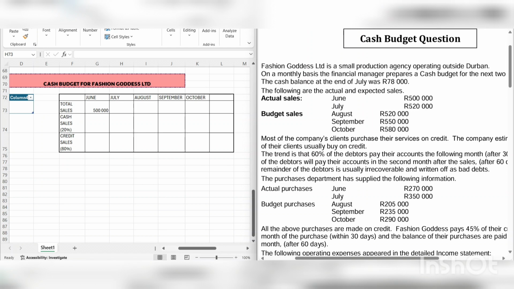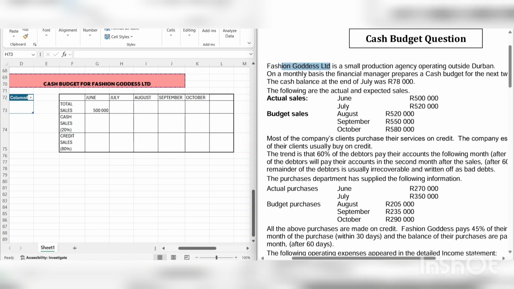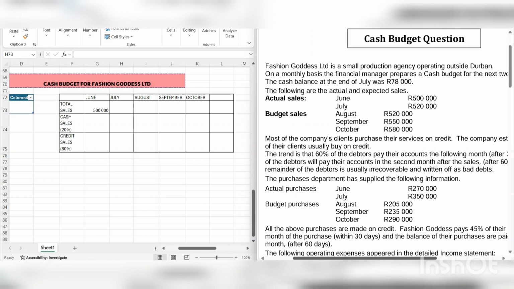Okay guys, we are going to do the cash budget question for the activity that was given to us, that is Fashion Goddess Limited, and there's no solution for this, but we're going to do this activity. All right, the first step to do a cash budget would be to draw up your debtors collection.